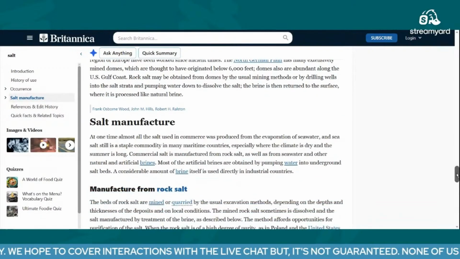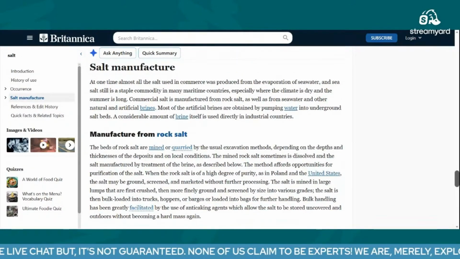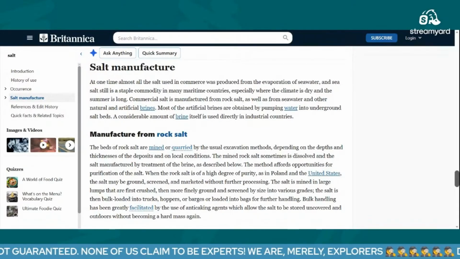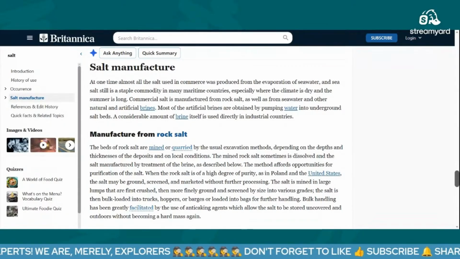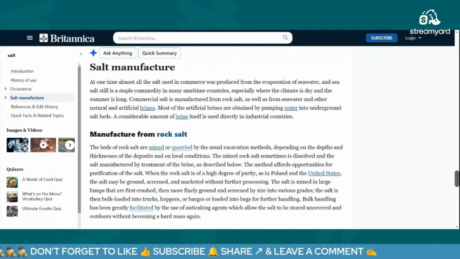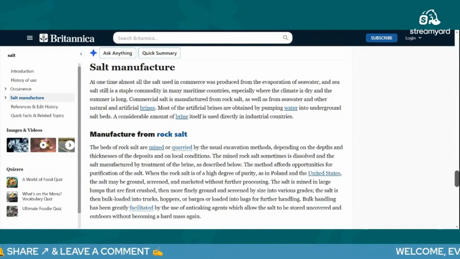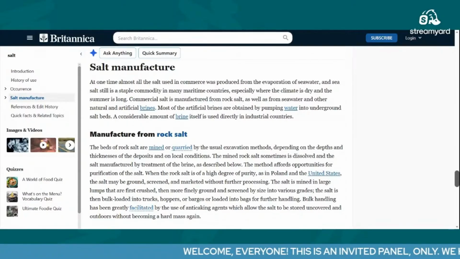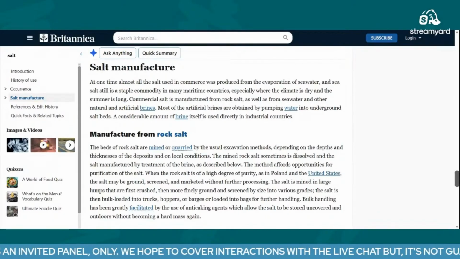Salt manufacture. At one time, almost all the salt used in commerce was produced from the evaporation of seawater, and sea salt still is a staple commodity in many maritime countries, especially where the climate is dry and the summer is long. Commercial salt is manufactured from rock salt as well as from seawater and other natural and artificial brines. Most of the artificial brines are obtained by pumping water into underground salt beds. A considerable amount of brine itself is used directly in industrial countries.